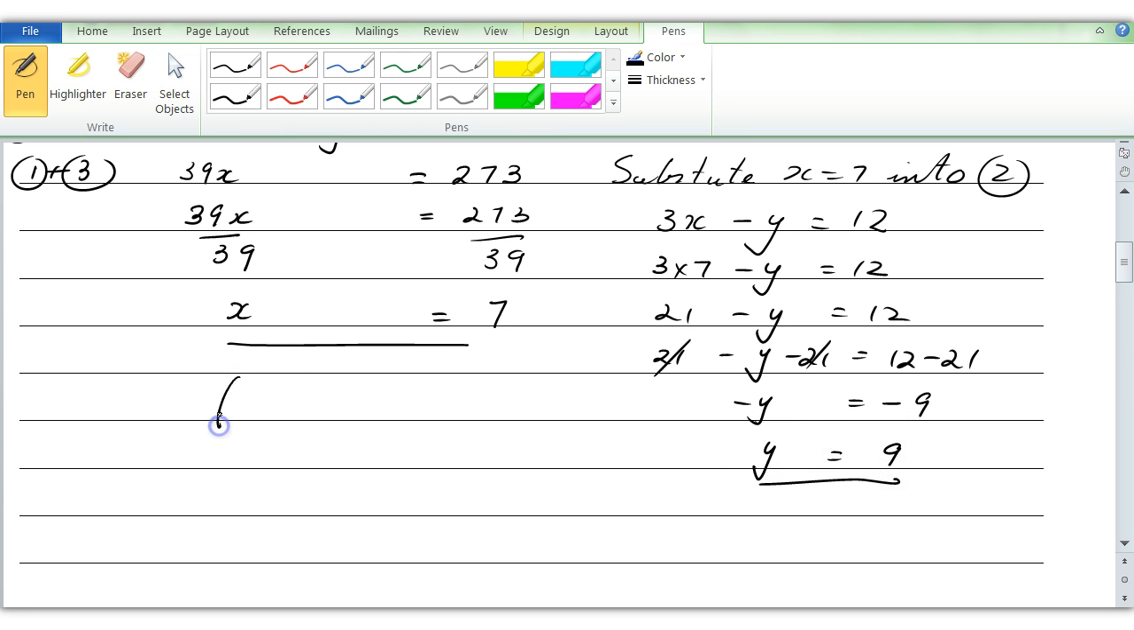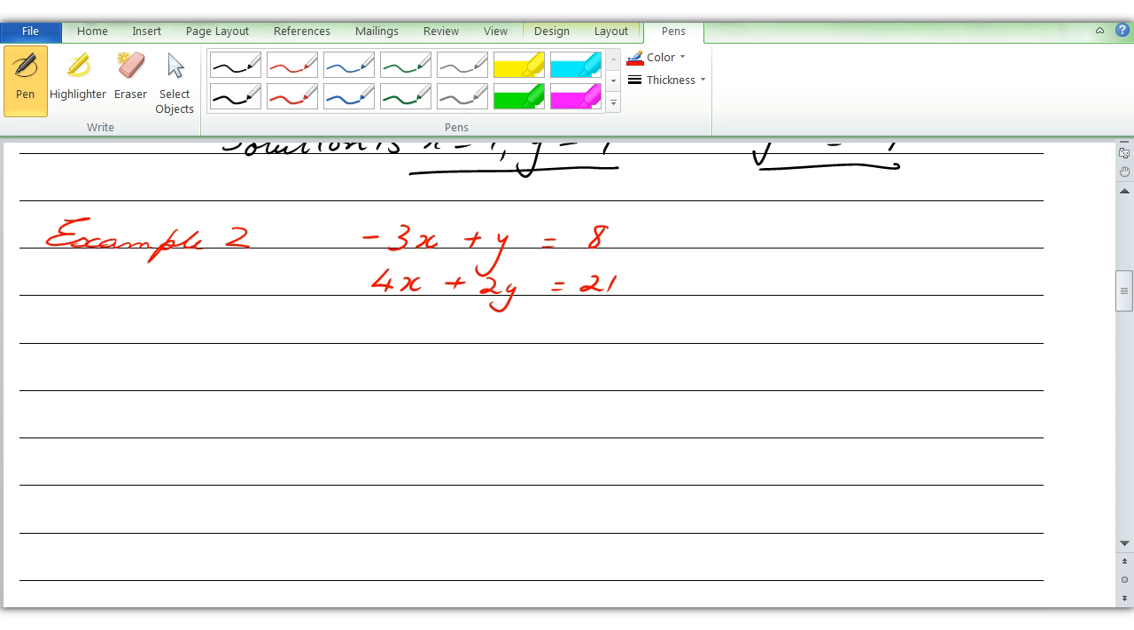So the solution set to this equation is x equals 7, y equals 9. You could write it like that, or you could write it as: solution is x equals 7, y equals 9.